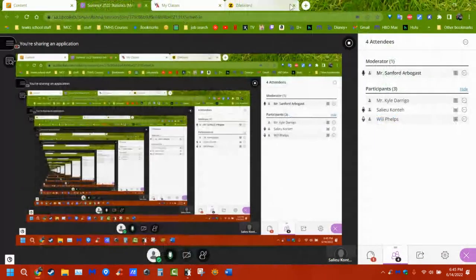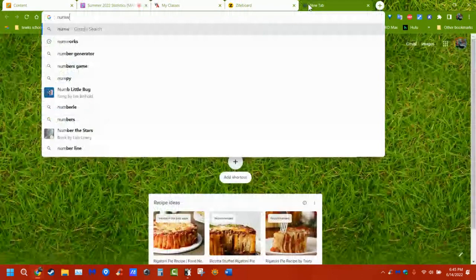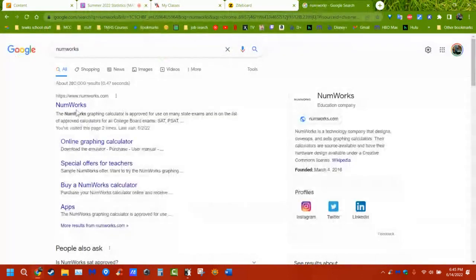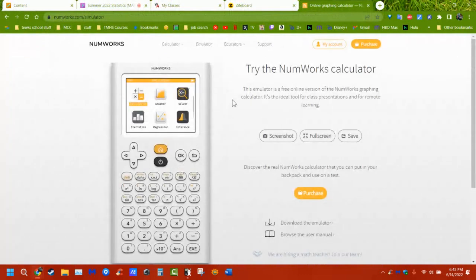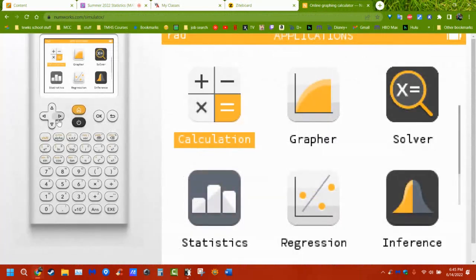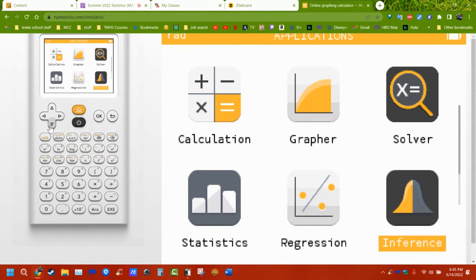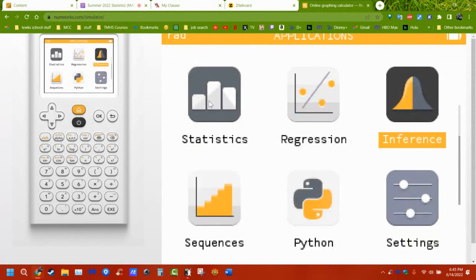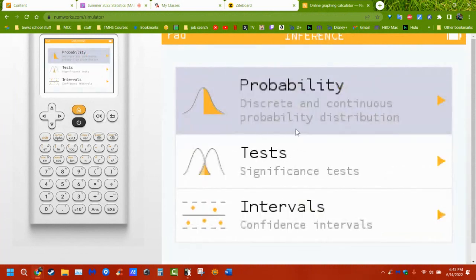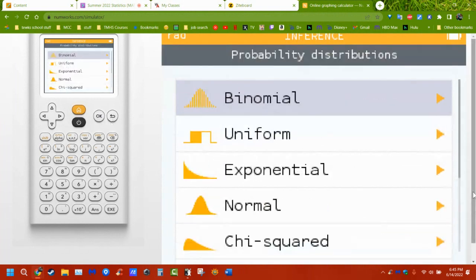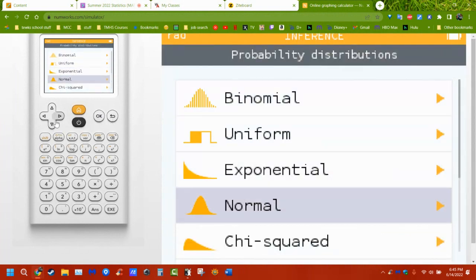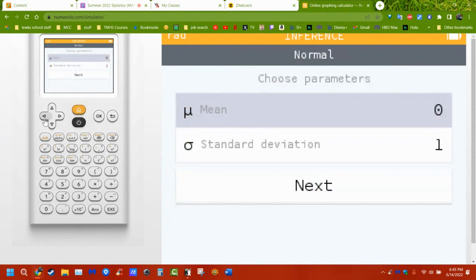NumWorks is another tool that I recommend, just because I like the calculator. It's an actual calculator, and then they have an online emulator for the actual calculator, which is kind of funny. And so if I come in here, I think if I go to inference, probability, and then I go down to normal, mean, standard deviation, that's not the one I want.